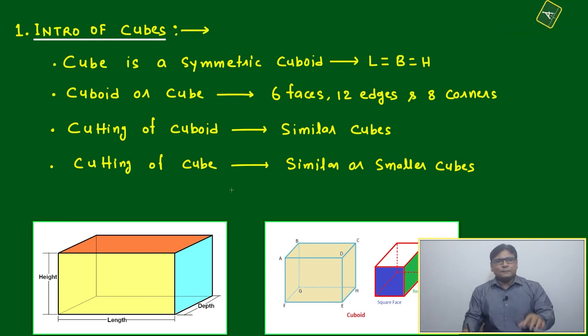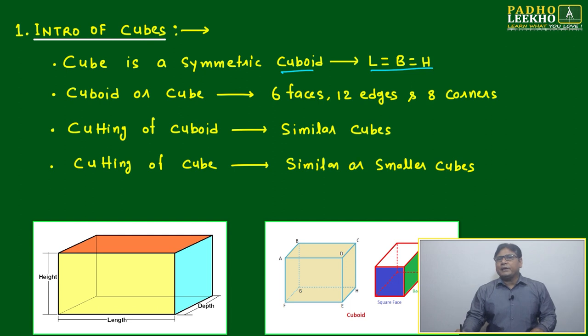First thing is basic data. A cube is a symmetric cuboid when length equals width equals height. That is the basic thing. Cuboid or cube, any of the figures has 6 faces, 12 edges and 8 corners.